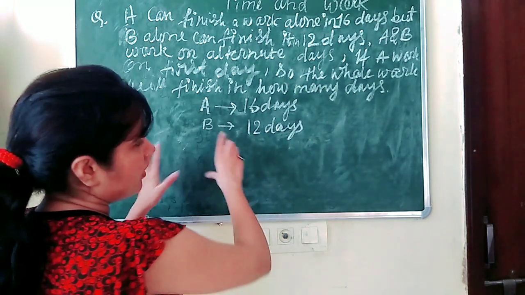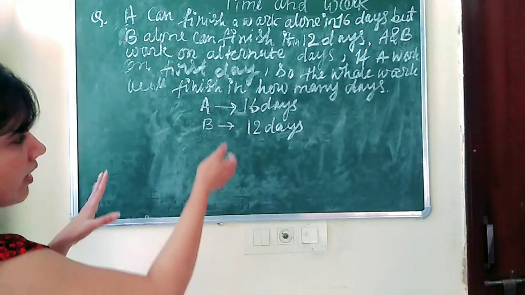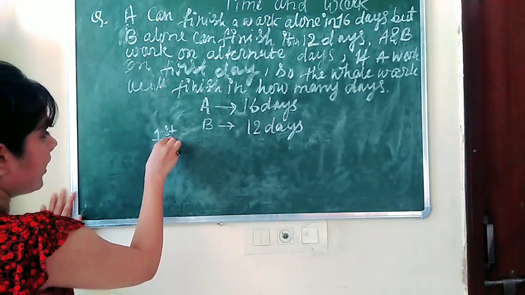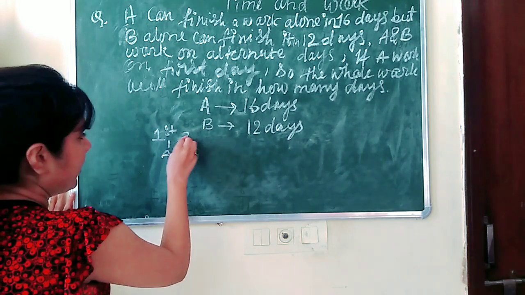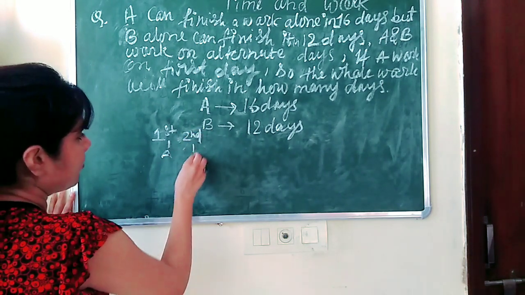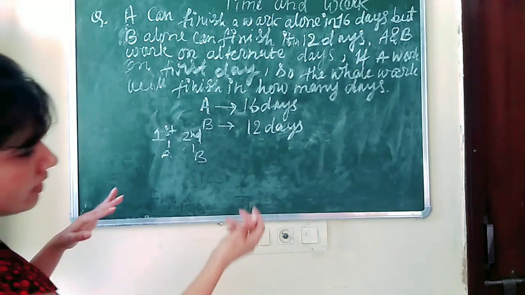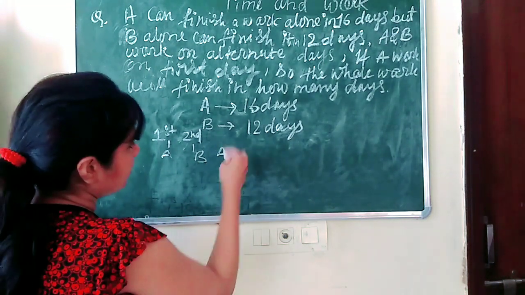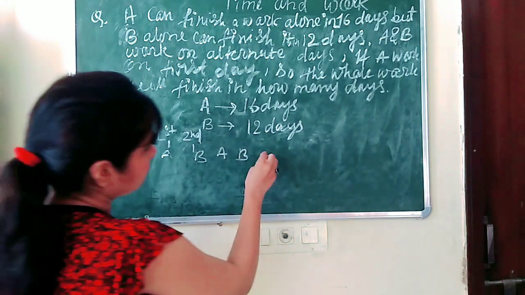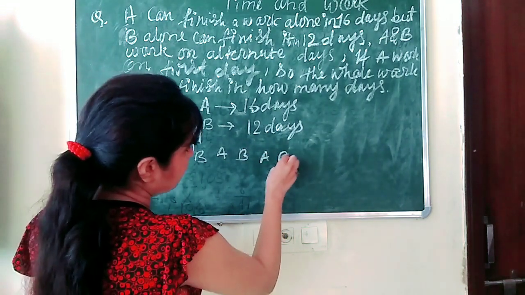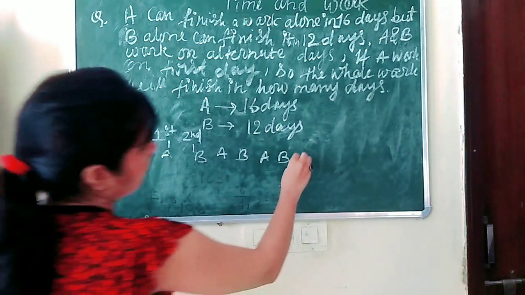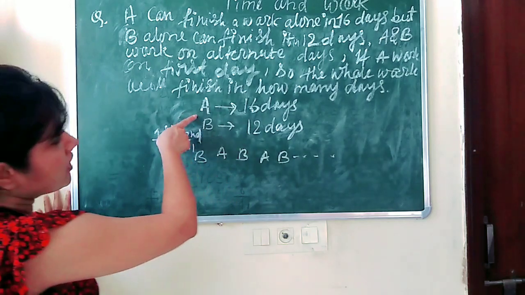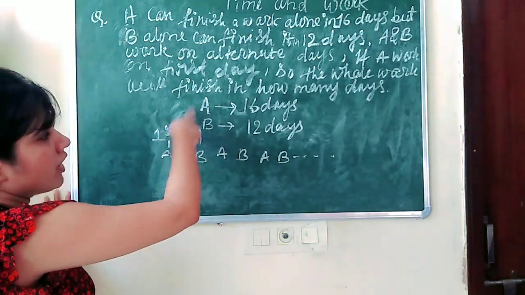Okay. Now they will start working on alternate days, and on the first day who will work? A will work. And then on the second day who will work? B will work. And then it will repeat in the same manner: again on the third day A will start the work, on the fourth day B will work, again A will work, and then the next day B will work. It will go on like this. Now who will start the work on the first day? A will start the work.